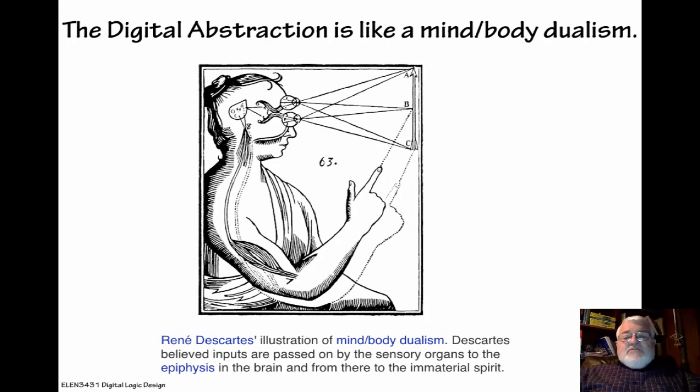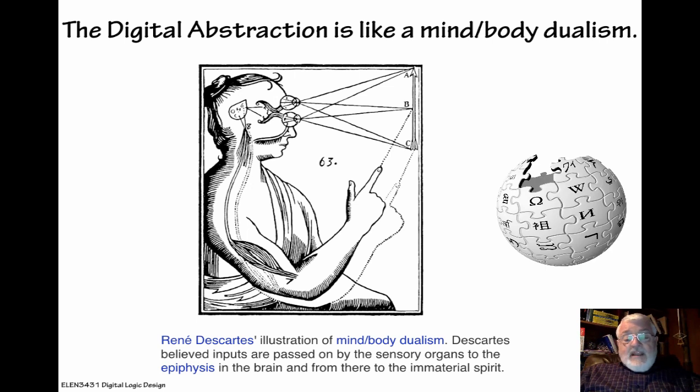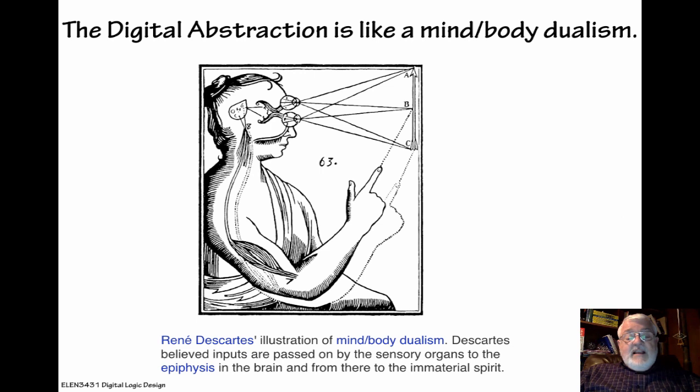The digital abstraction is sort of like a mind-body dualism. That is a phrase that was coined by René Descartes. And this is an illustration that he drew back whenever he lived. I don't remember. I pulled this off Wiki again. Descartes believed inputs are passed on by the sensory organs to the epiphysis in the brain, and from there to the immaterial spirit. Of course, he did not have our technology, and he was sort of a philosopher scientist.